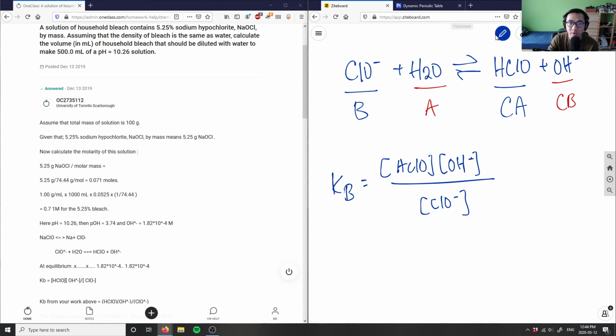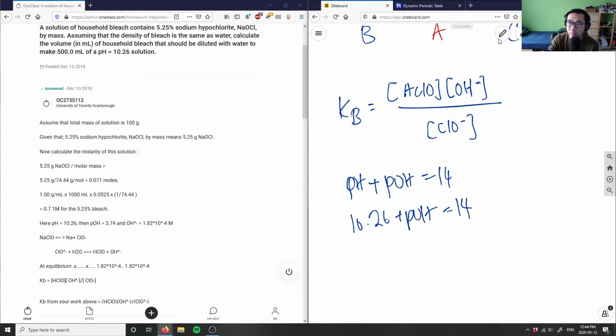So given our pH here is 10.26, what we're going to have to do is first solve for our pOH, right? We know that pH plus pOH equals 14. So pH 10.26 plus pOH is going to equal 14. Therefore, if I subtract both sides by 10.26, I'm going to get pOH will equal, I believe, 3.74.